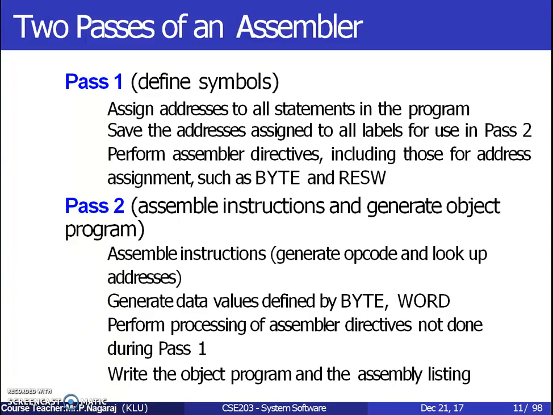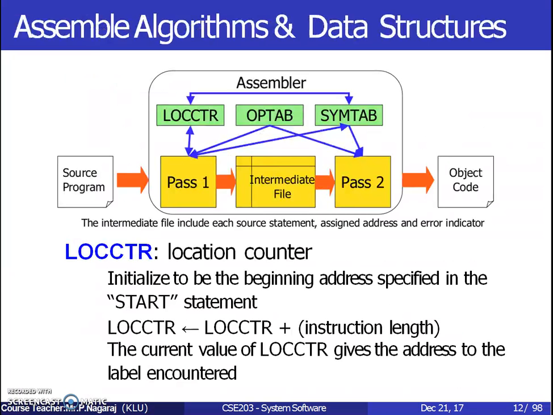Then two passes are there. The first one is Pass 1, the second one is Pass 2. In Pass 1 we are going to define the symbols. In Pass 2 we are going to take assembly instructions and generate the object program. This is the algorithm and data structure we are going to take care of. The assembler is divided into two categories. The first assembler algorithm is called Pass 1. The second assembler algorithm is called Pass 2.